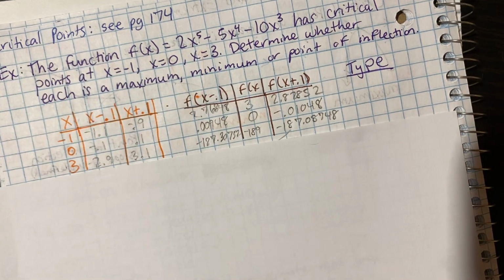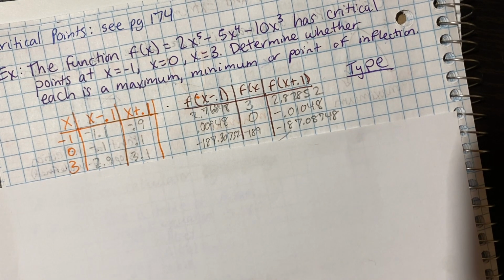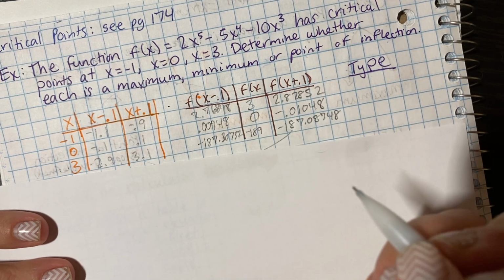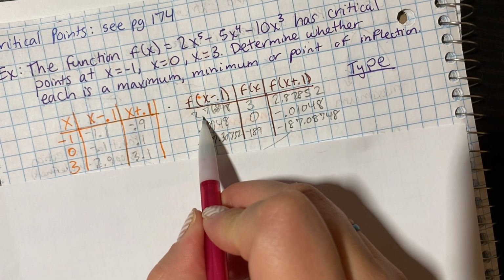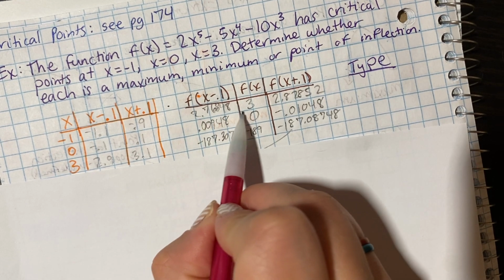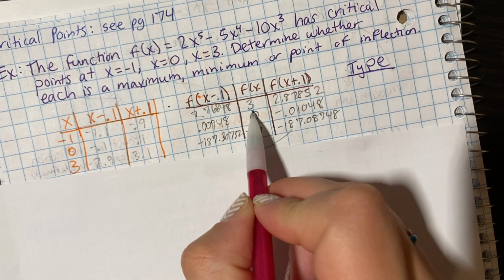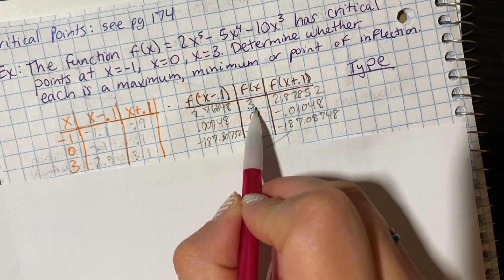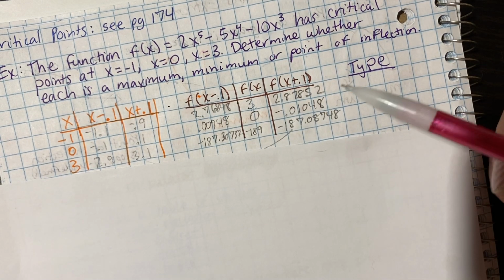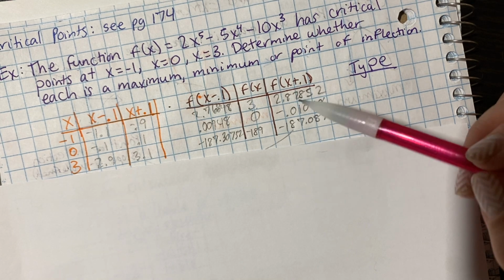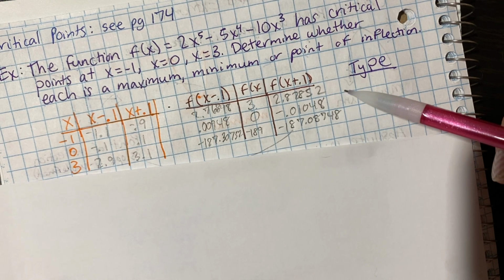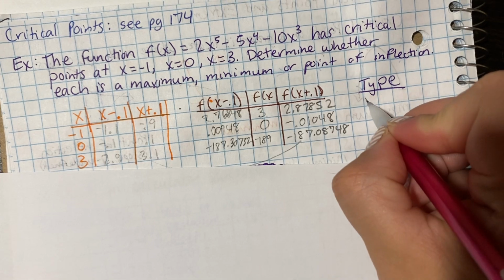Okay, sweet. So now let's look at our numbers. We have 2.7 to 3, so we're going positive. And then we go up, and then we go down. So we are doing something that goes up and then down. What would that be? If we go up and down, that would be a max.